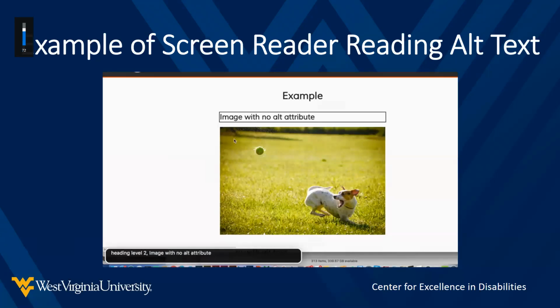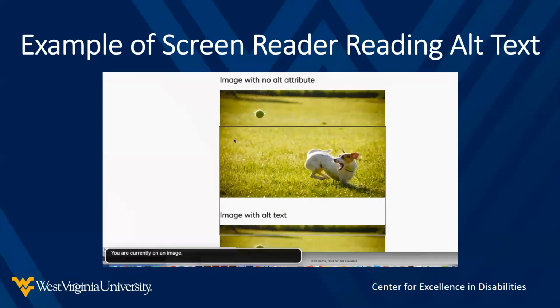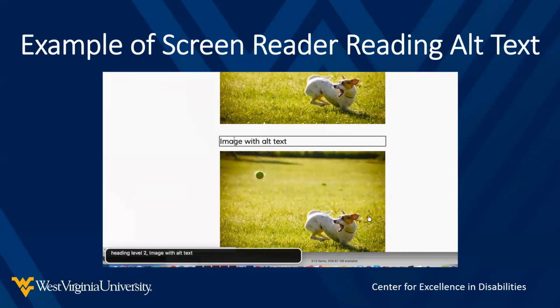Heading level 2. Image with no alt attribute. You are currently on a heading level 2. Slash example 1, 2, 3, JPG image. You are currently on an image. Heading level 2, image with alt text. I don't know why it paused. You are currently on a heading level 2. A small dog running across a grassy field, mouth open, ready to catch a tennis ball image. You are currently on an image.